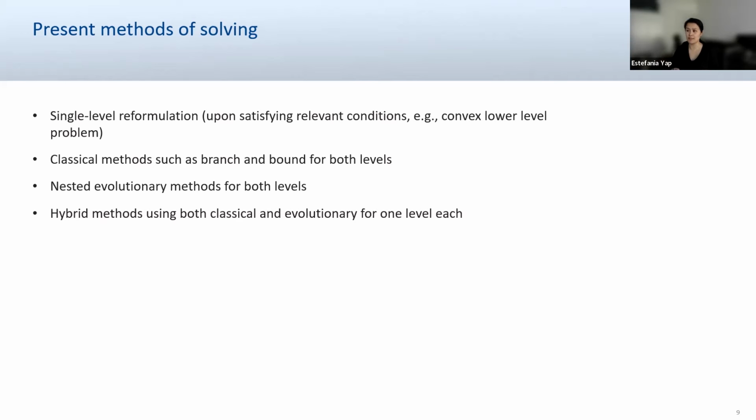But essentially there's classical methods that are used where they use, for example, branch and bound methods for solving both the upper and the lower level. There's also the case where you do it completely evolutionary. In that case, you use an evolutionary algorithm at the top and an evolutionary algorithm at the bottom, and you keep two separate populations, one for each of the levels. And then there's also hybrid methods where both types of methods are used. The reason for that is because the evolutionary methods are incredibly intensive in terms of computation, and I'll come back to that in a moment.